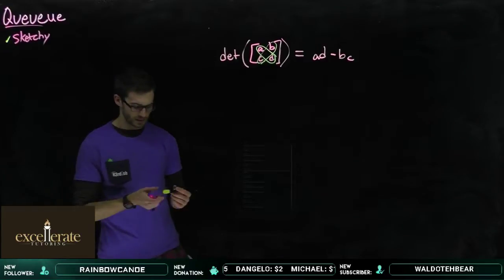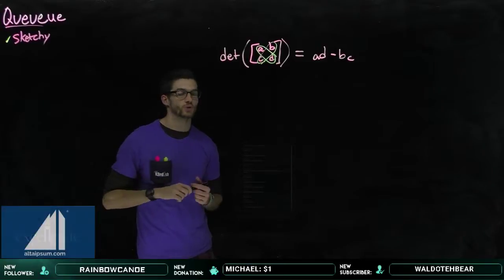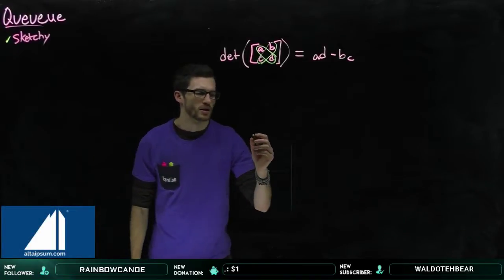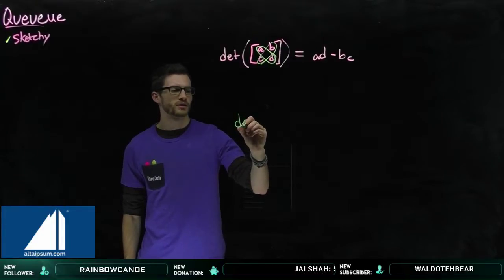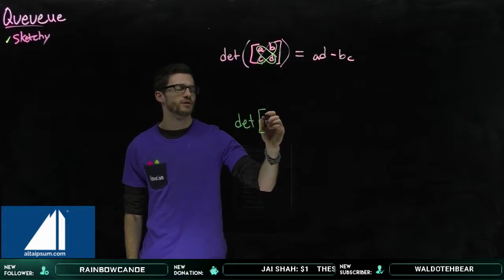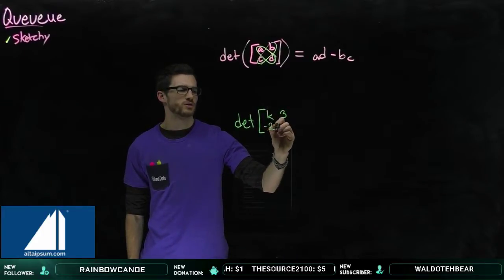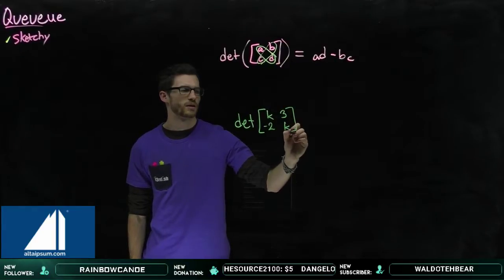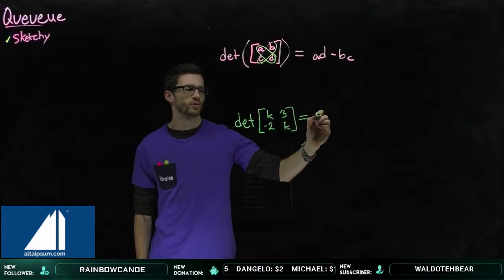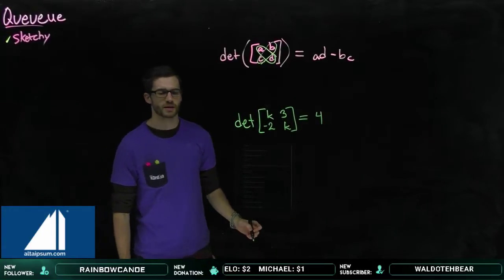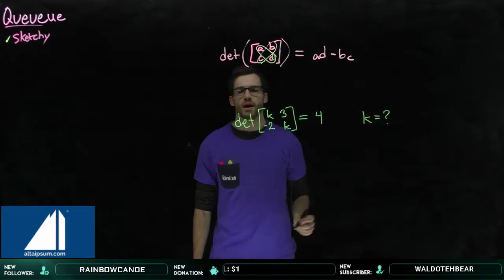They might say something like this. I think this is on a practice test I saw at some point recently. Or I know it is, I just don't know what test it was. They'll say something like, the determinant of the matrix k, 3, negative 2, k equals, I don't know, 4. And they'll say, what does k equal?